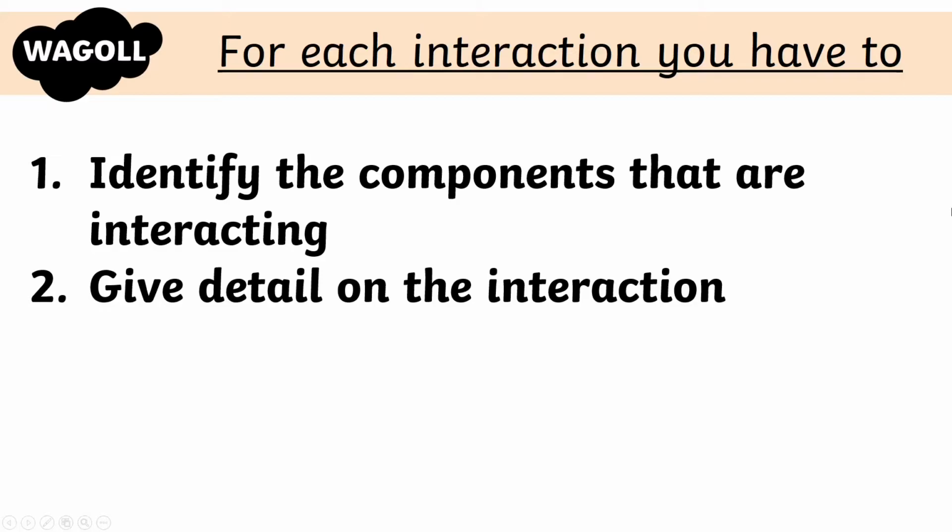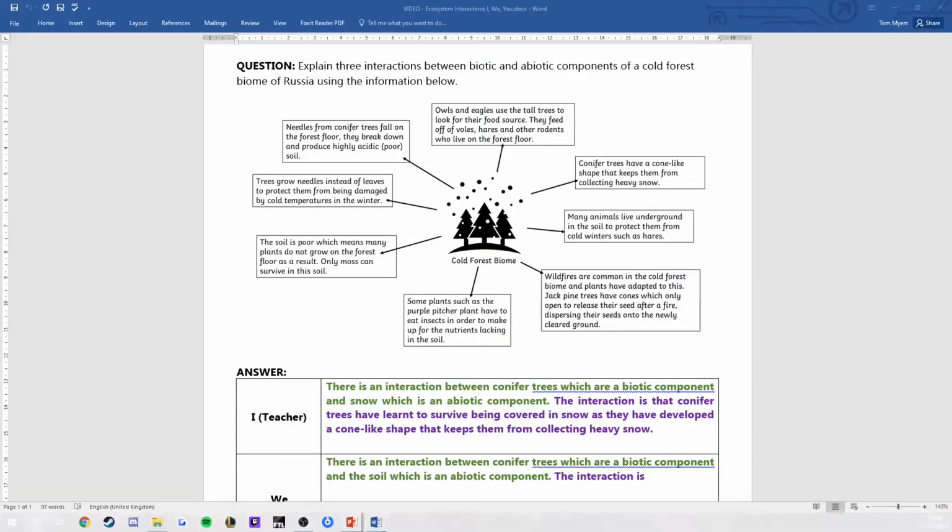So if we have a look at an example, this is a paragraph I have written for the first interaction I am going to use. First of all, in green, I have identified what the interaction is. So there is an interaction between conifer trees, which are a biotic component, and snow, which is an abiotic component. I then, in purple, gave some information using the mind map.